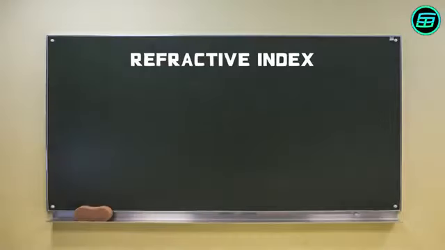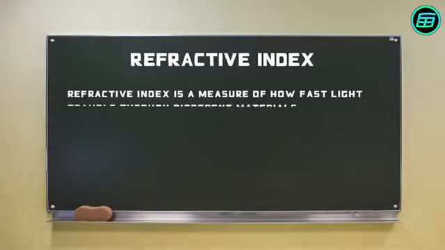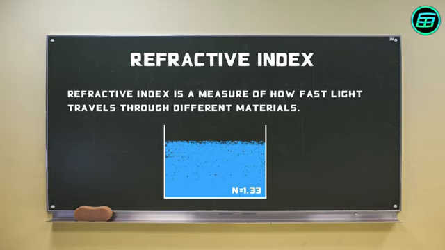Refractive index is a measure of how fast light travels through different materials. For example, at 20 degrees Celsius, the refractive index of water is about 1.33. This means that light travels 1.33 times more slowly in water than it does in a vacuum.